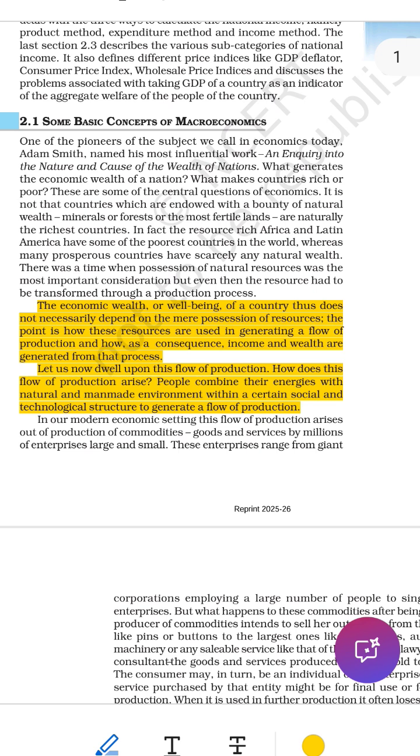The big question: what makes a country truly rich? Most people think, if a country has gold, oil, forests, or rich land, it must be rich. But that's not true. Many countries with lots of natural resources are still poor. Why? Because being rich doesn't come from just having things. It comes from what people do with those things.